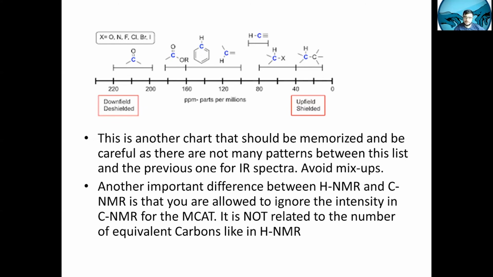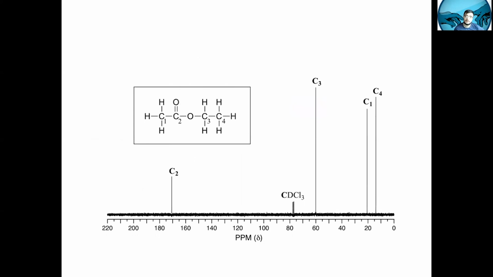Another important difference between proton NMR and carbon NMR is that you are allowed to ignore the intensity in carbon NMR for the MCAT. It is not related to the number of equivalent carbons like it is in HNMR. So even if you have multiple equivalent carbons, they're not going to increase the intensity. That's not how it works in carbon NMR. It's based on something else, like protons, but it's way too complicated for the MCAT, and they don't usually ask that.